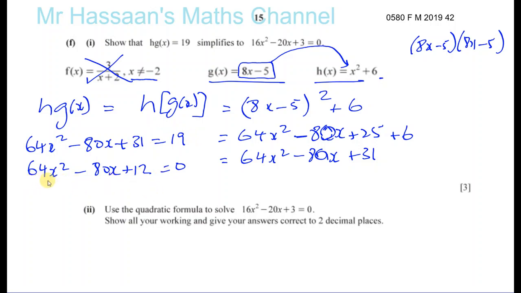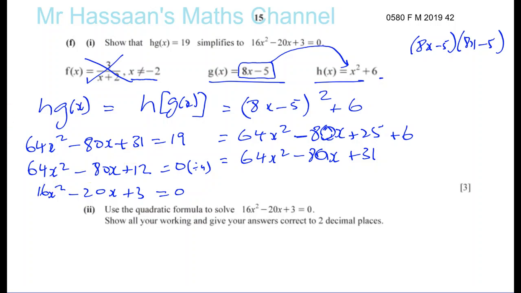Now we can see what's common in these. Well, it's obviously 4 because that gives you 16 there. So if you divide everything by 4, you're going to get 64 divided by 4 is 16x squared, 80 divided by 4 is 20, and 12 divided by 4 is plus 3 equals 0. So we have shown exactly what they asked us to show.